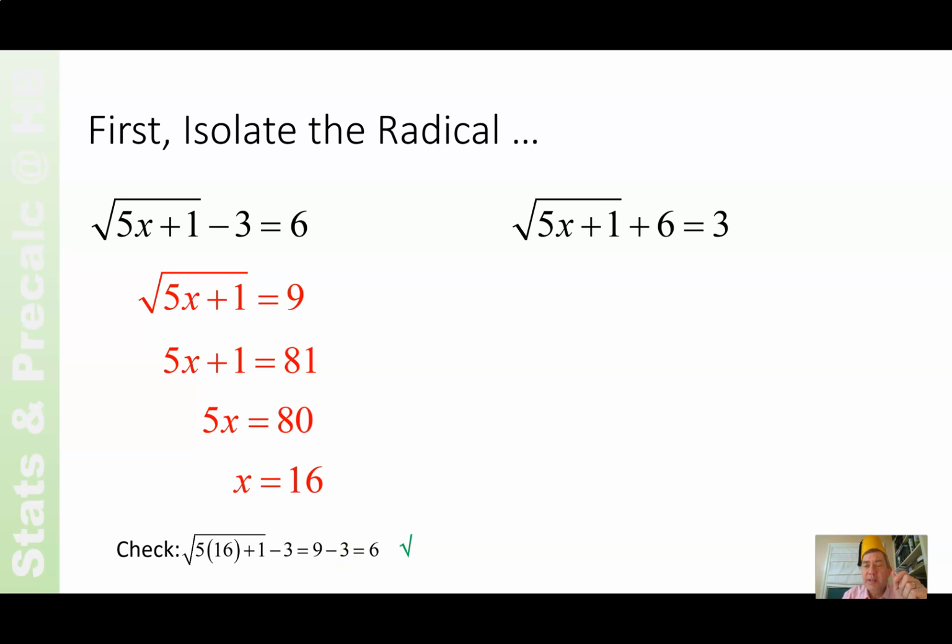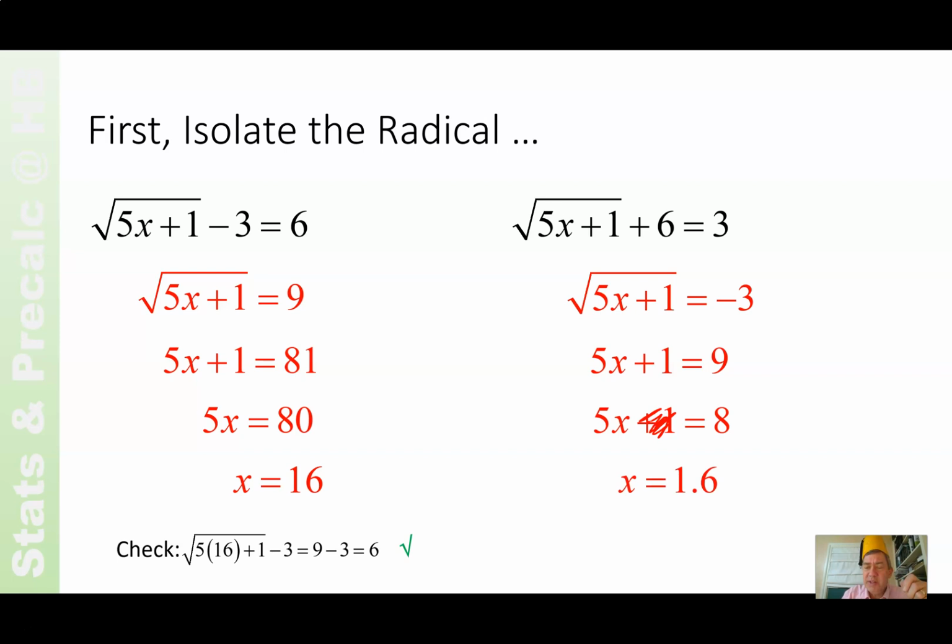This one, on the other hand, is kind of interesting. You subtract 6 from both sides. We get the square root of 5x plus 1 is negative 3. Square both sides. 5x plus 1 is 9. Work it out: 5x, not plus 1, just 5x is 8. And that gives you x is 1.6.